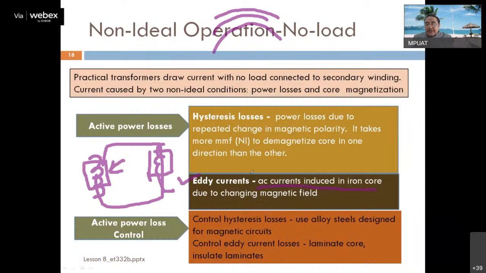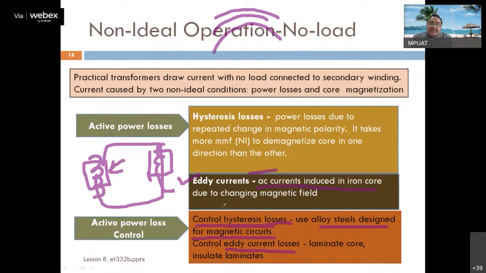So two types of losses are there. One is the hysteresis loss and another is eddy current loss. So how to minimize this hysteresis loss and eddy current loss? As I have already told you in the beginning, the core is not made up of iron. It is made up of high content silicon steel. Okay, so the solution is already there. They use alloy steel designed for magnetic circuits. These special types of high content silicon steel alloy cores are used for the transformer rather than an iron core.